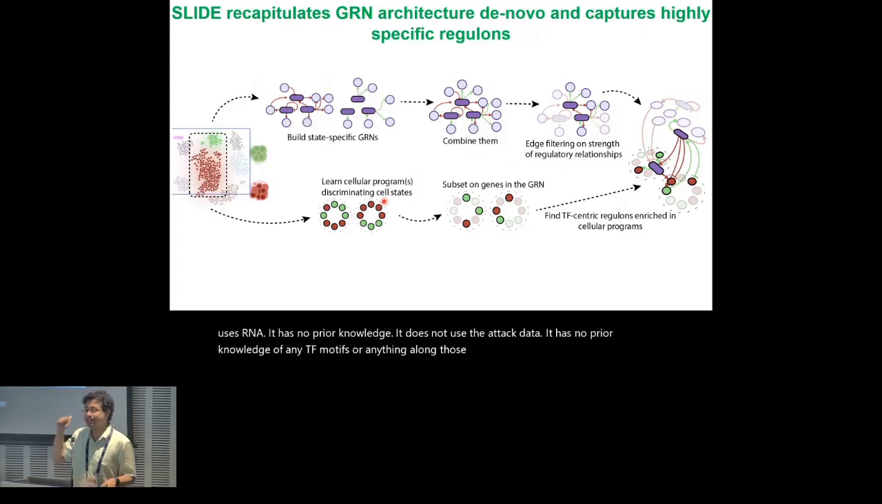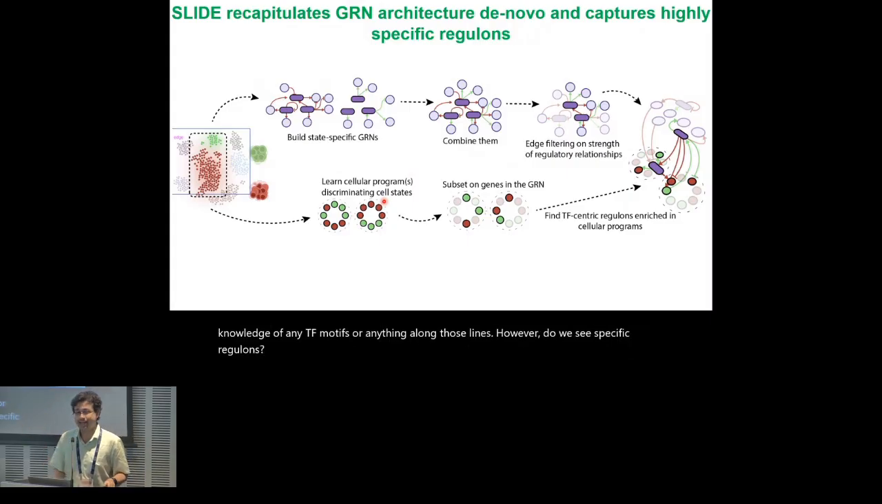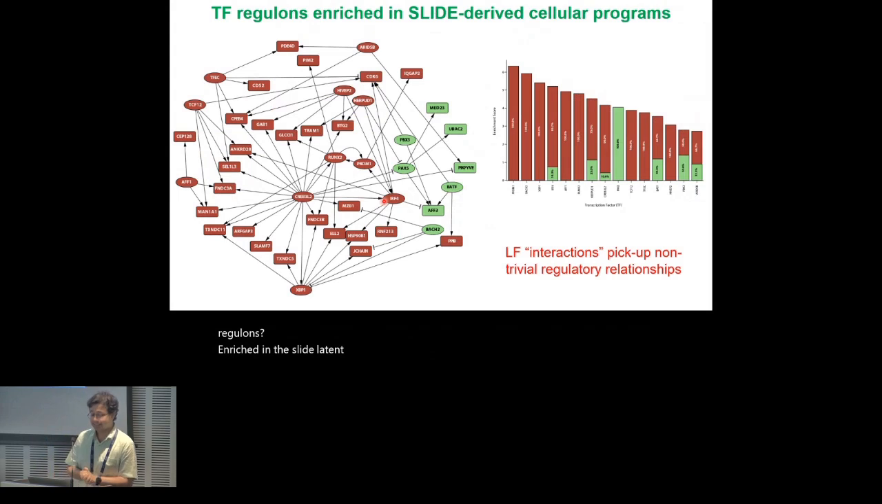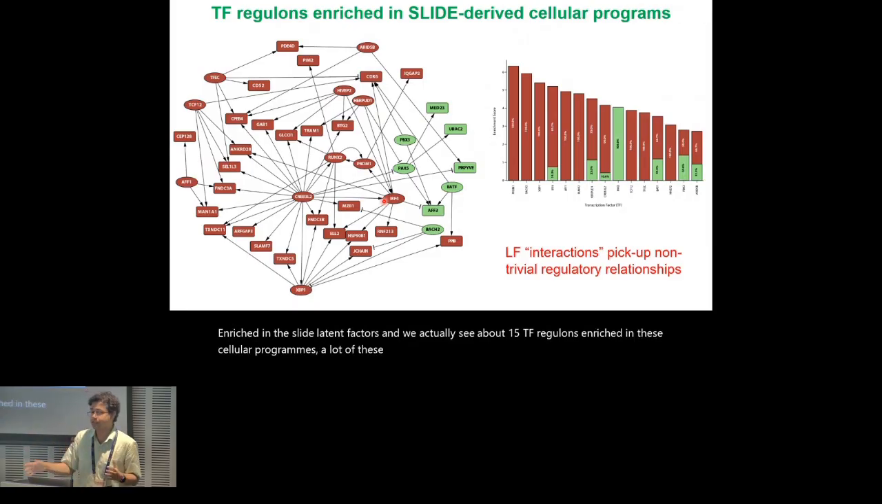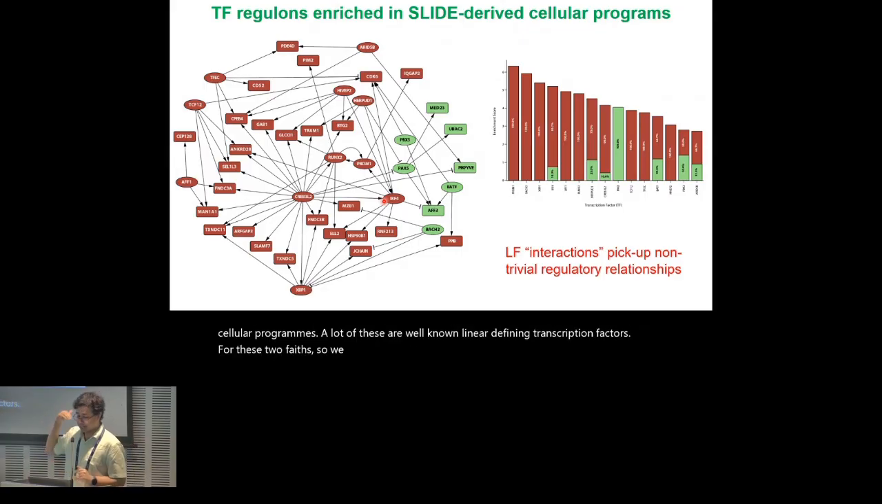However, do we see specific regulons enriched in the SLIDE latent factors? And we actually see about 15 TF regulons enriched in these cellular programs. A lot of these are well-known lineage-defining transcription factors for these two fates. So we are capturing new biology.